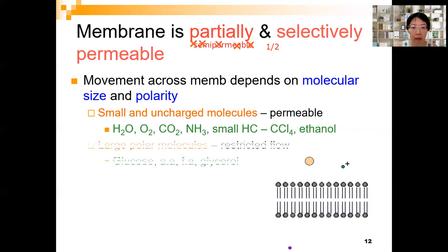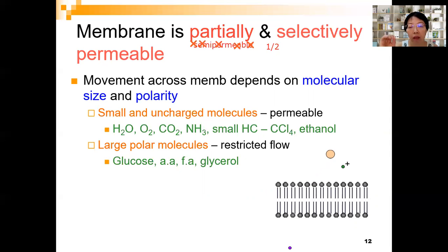Number two, large polar molecules. Large polar molecules have restricted flow, like glucose, amino acid, fatty acid, glycerol. They are larger than water, oxygen, and so on. So it's not easy for them to go through the membrane. If they want to go through, they must go through the spacing between the phospholipid molecules.